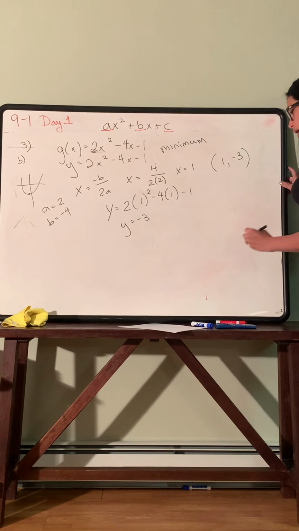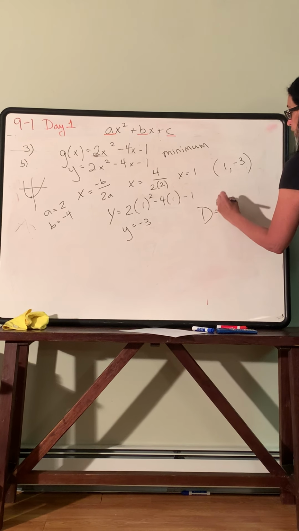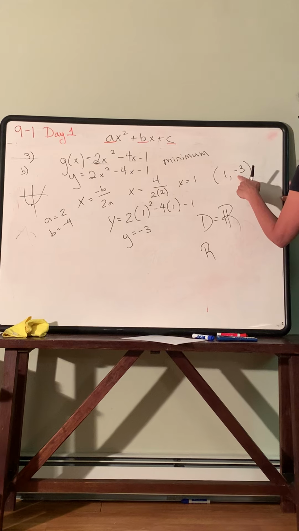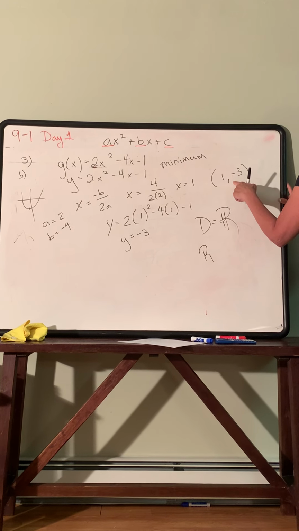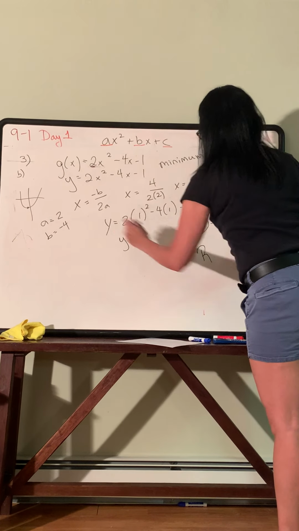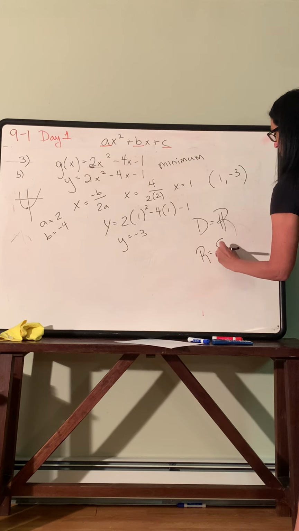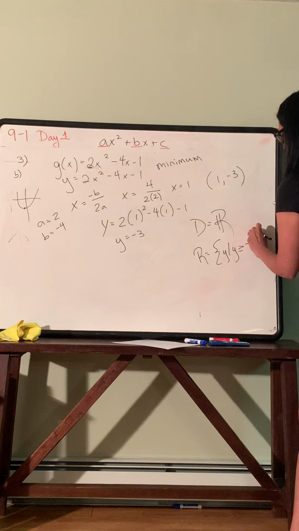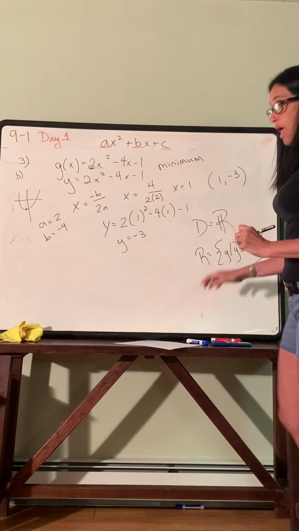And we need our domain and our range. Domain, you can pick any number you want, so it's all real numbers. Your range depends on this y. So this is the lowest number that you possibly will get. So your range is y such that y is greater than or equal to negative 3. And that's it.